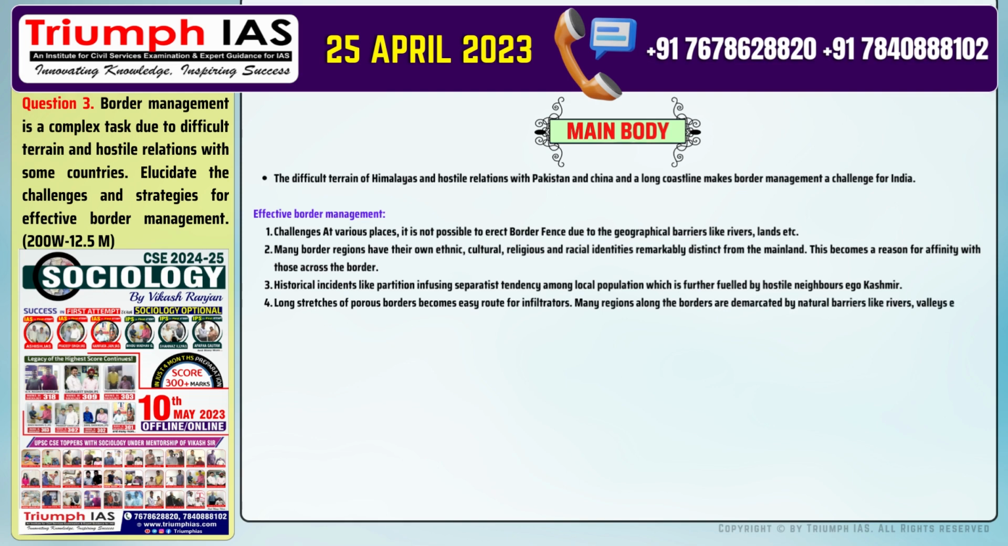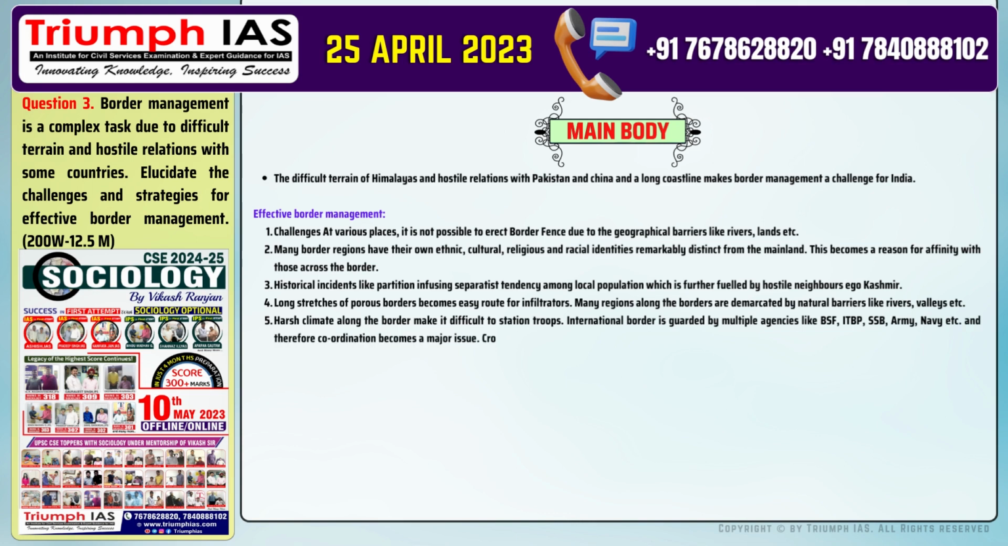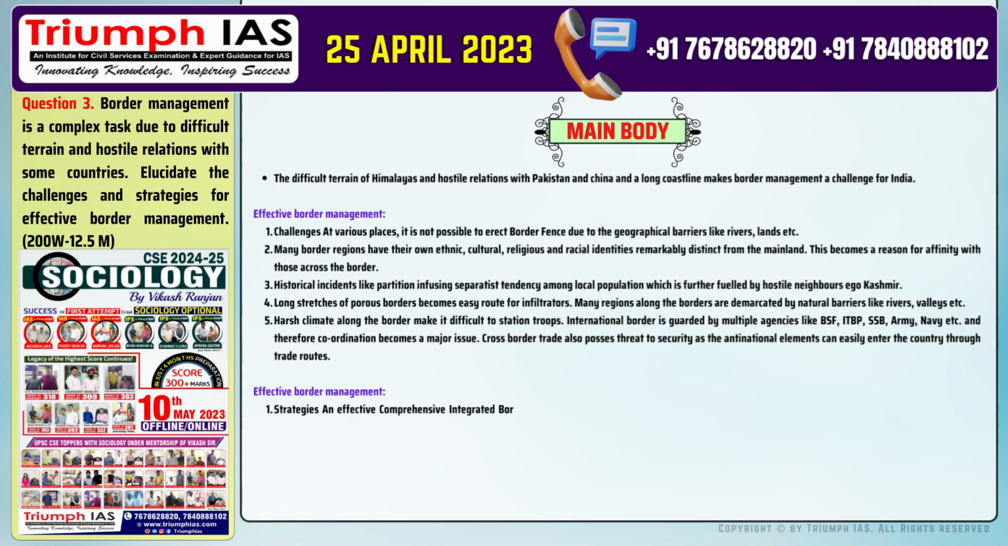Number 4. Long stretches of porous borders become an easy route for infiltrators. Many regions along the borders are demarcated by natural barriers like rivers, valleys, etc. Number 5. Harsh climate along the border makes it difficult to station troops. The international border is guarded by multiple agencies like BSF, ITBP, SSB, Army, Navy, etc., and therefore coordination becomes a major issue. Cross-border trade also poses a threat to security, as anti-national elements can easily enter the country through trade routes.